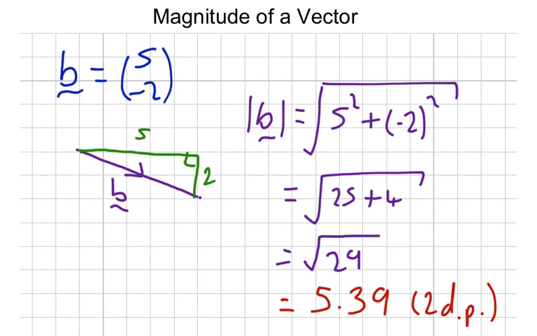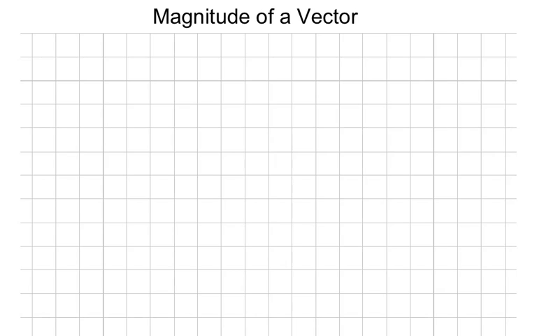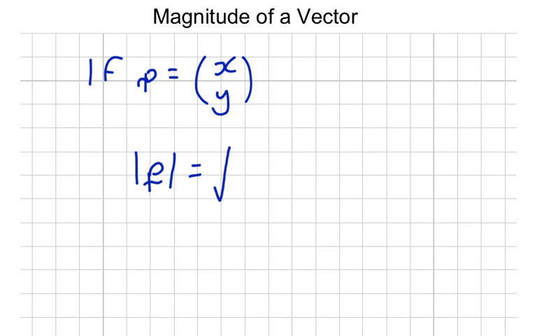So in general, if we have any vector, if we have vector P is equal to x, y, then the magnitude of P is equal to the square root of x squared plus y squared, which is just Pythagoras' theorem in disguise. So that's how we find the magnitude of a vector. We use Pythagoras' theorem, and we can use the values in the column vector within Pythagoras' theorem to find the magnitude.